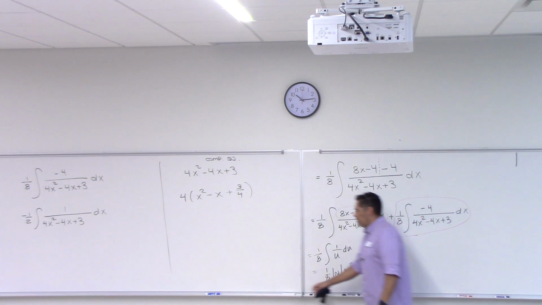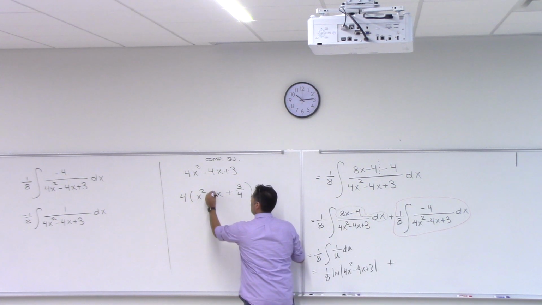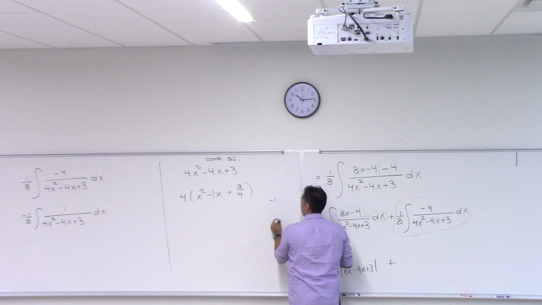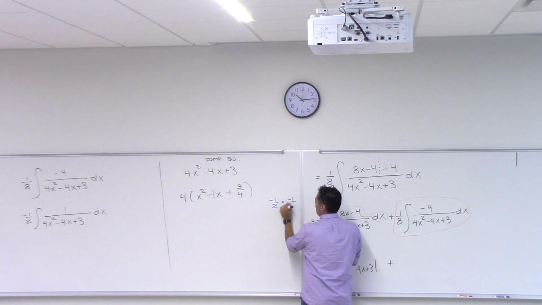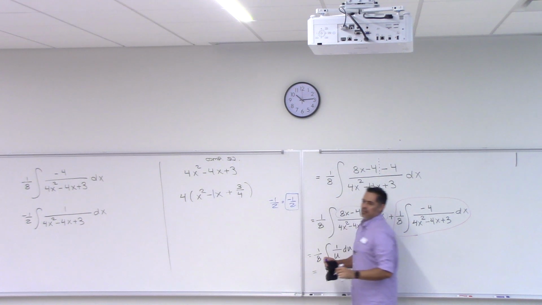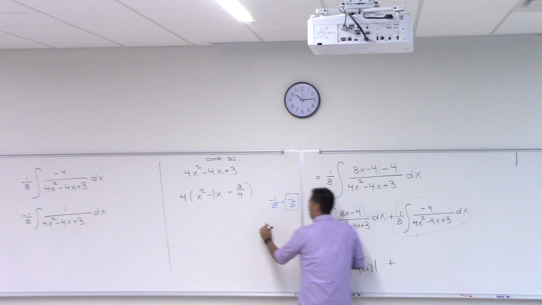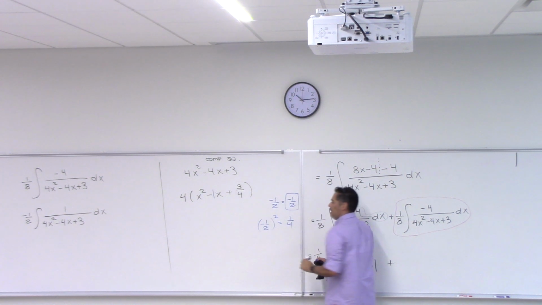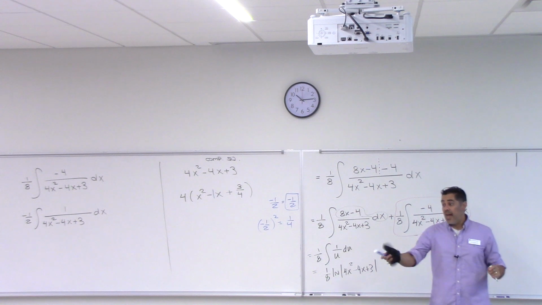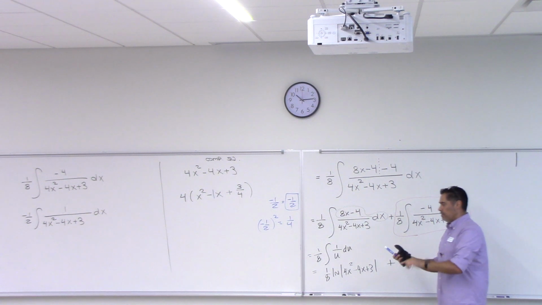Okay, now I take the number that's sitting in front of x, -1, and I take half of it. And when I take half of it, I get just -1/2, okay? And now I square that number, and you get positive 1/4, and that's the number that I'm going to add and subtract. And that one I do have to do add and subtract.